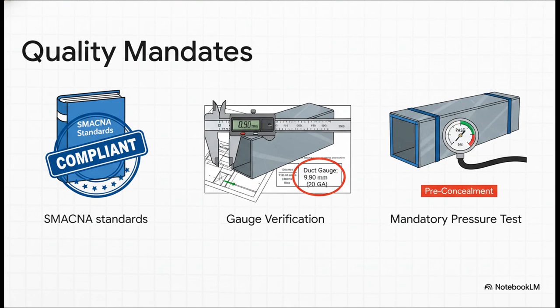And the standards for approval? They are tough and non-negotiable. Installation has to comply with industry standards, like from SMACNA. Duct gauges must match the approved drawings exactly. And this is a big one. Leakage and pressure tests have to be done before anything gets concealed by a false ceiling. Trust me, this guarantees system performance and avoids incredibly costly demolition later on.